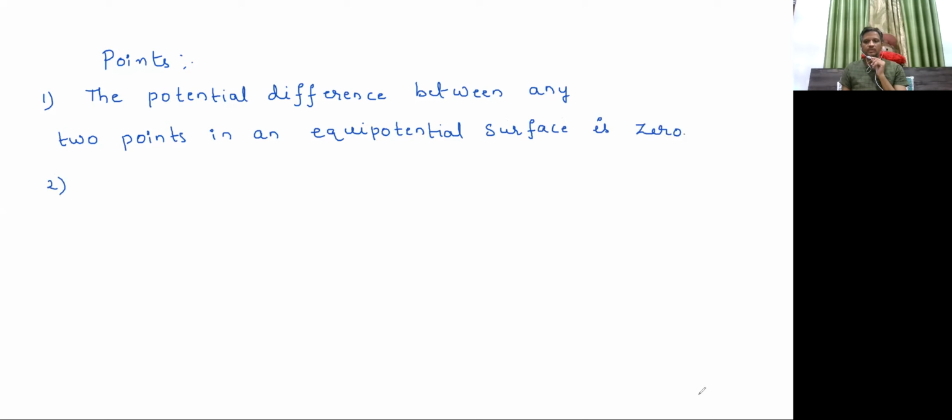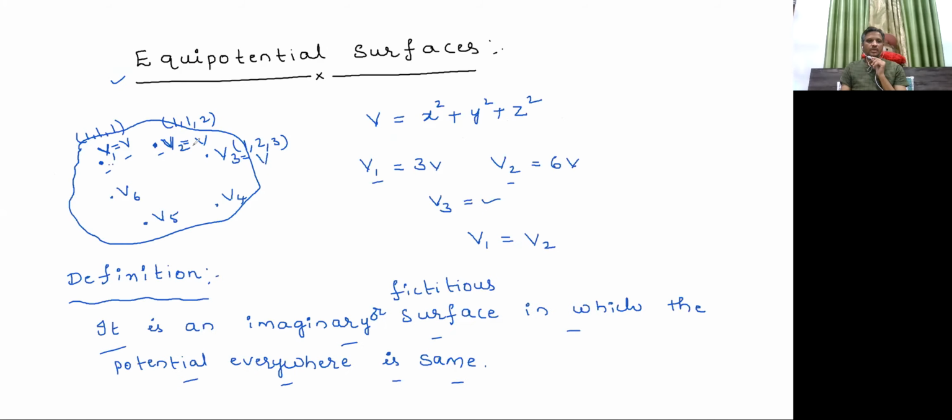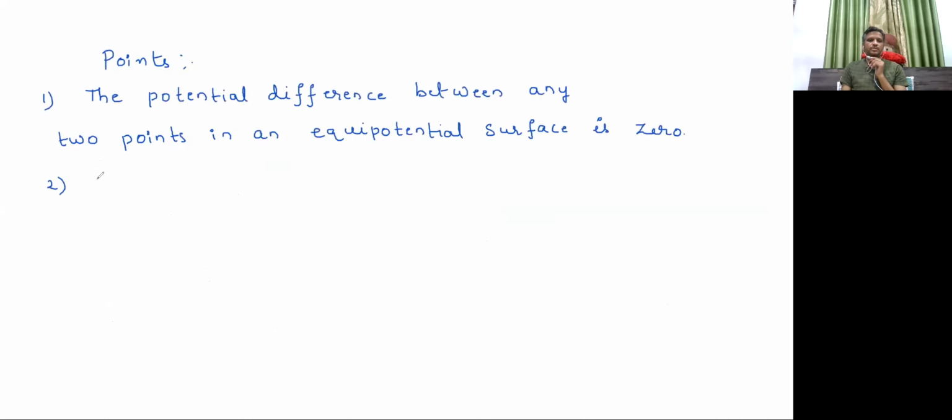Next, as the potential here is the same, suppose I want to move 1 coulomb of charge from this point to this point. As the potential is the same everywhere, the work done is based on the potential difference. If the potential difference is 0, the work done will become 0. That means to move 1 coulomb of charge from one point to any point in an equipotential surface, the work done required is 0. That is the second point that you have to write.